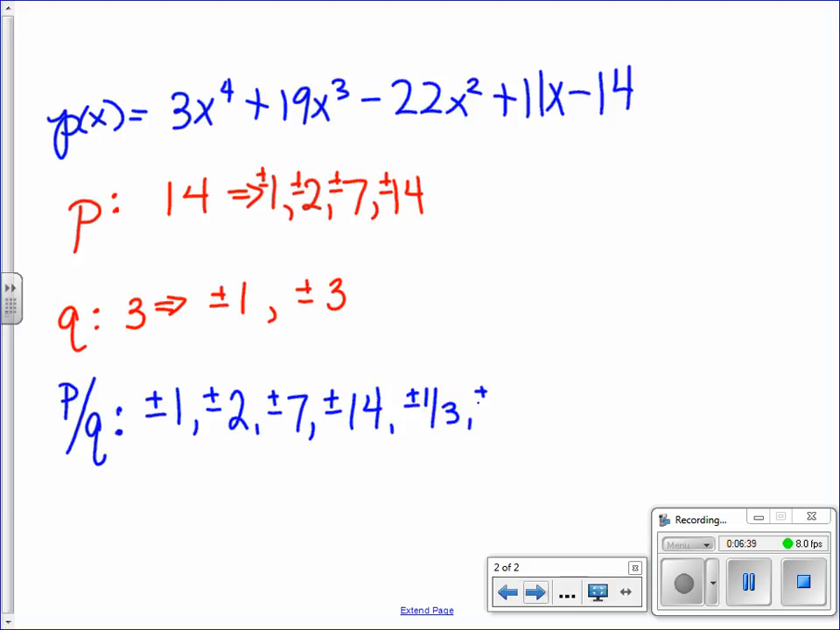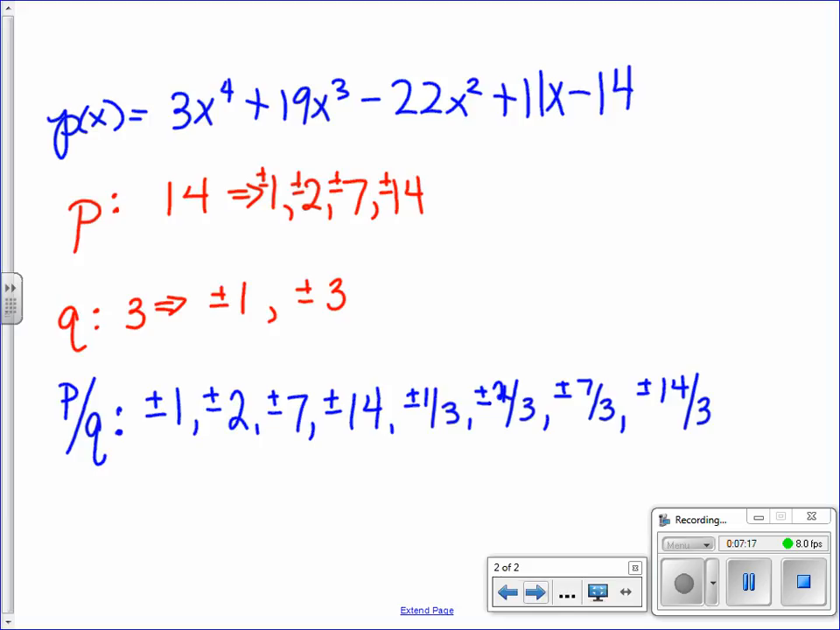1/3, 2/3, 7/3, 14/3. Did we do this last year? And you know what's wonderful? In Algebra 2 now with the new Common Core stuff, because a lot of you in here didn't have Common Core Algebra 2, we do this in Algebra 2 now. It's chapter 4. Those are all of our possible rational roots. There's 16 of them.